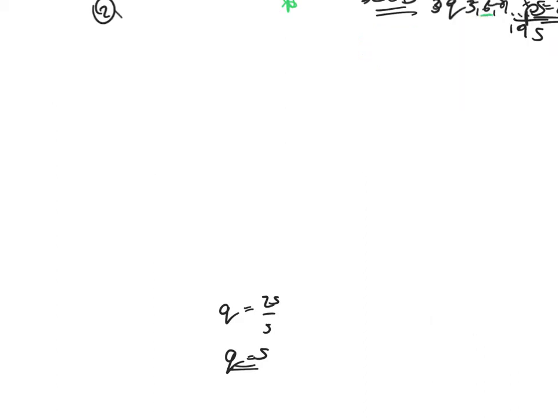Okay, let's try another example. Let's go for 3g plus 5h equals minus 13, equation 1, and 7g minus 2h equals minus 3, equation 2.